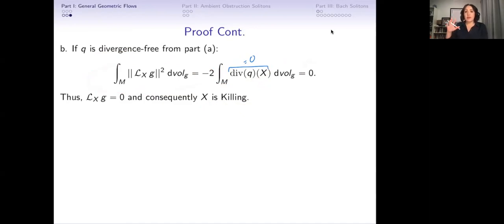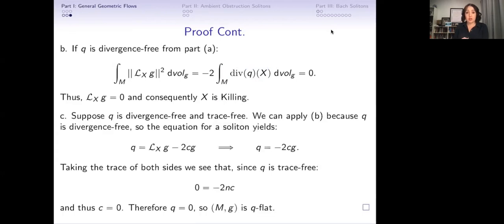So again, from part A, not super useful on its own, but once we place an assumption on our tensor q that it's divergence free, we learn things that have to be true about our vector field x. We learn things that have to be true about our Lie derivative. But what's more interesting, let's place another assumption on our tensor q. So suppose that q is both divergence free and trace free.